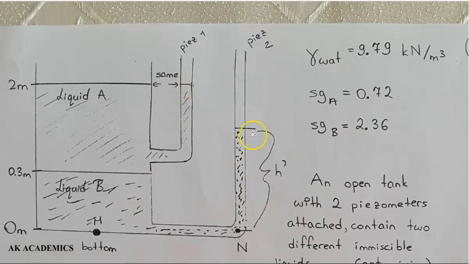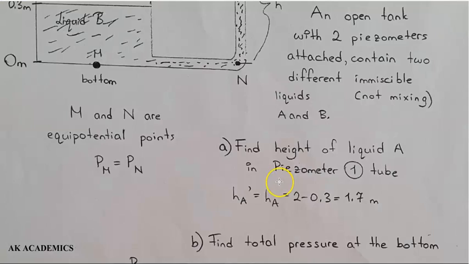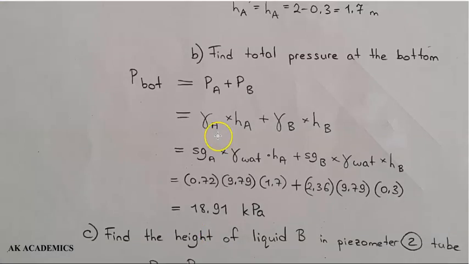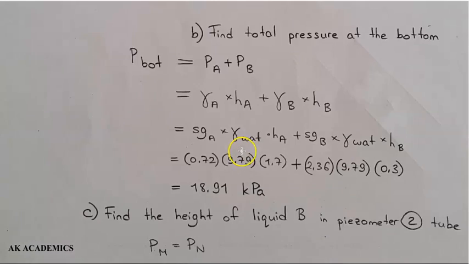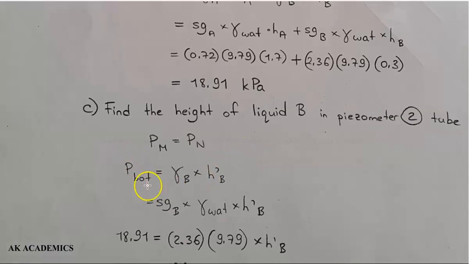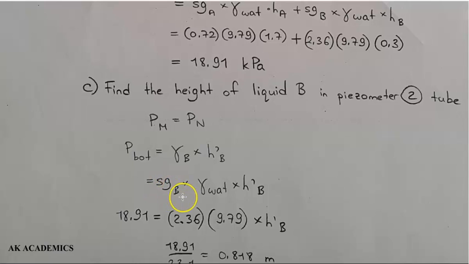This is piezometer 2 tube. We are looking for this height H prime. Okay? So we know that pressure at M will be equal to pressure at N. We know that. So, and we also know that pressure at the bottom is equal to specific weight of B multiplied by the height of B. We know that already. And we know that specific gravity of B multiplied by specific weight of water is equal to specific weight of B. So you replace this specific weight of B with those two multiplied by H prime.